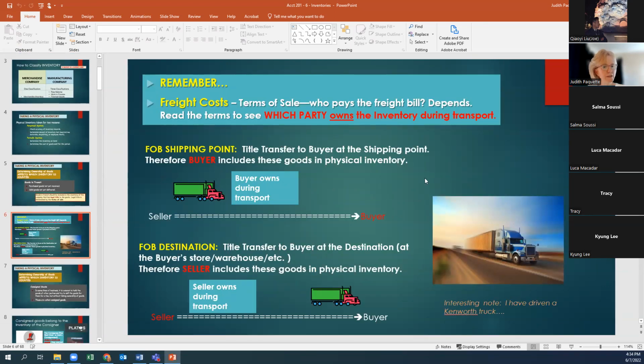And then the shipping point versus the destination, which we had on the last exam. So FOB shipping point, title transfers at the shipping point. Therefore, the buyer owns the inventory while it travels from the seller to the buyer. FOB destination, very rare in the United States, but it does happen, and that is title doesn't transfer till it gets to the destination, which is the buyer. Okay, so we want to make sure that if anyone has to pay the freight, it's going to be the seller if it's FOB destination.